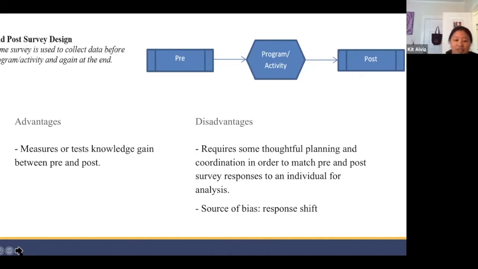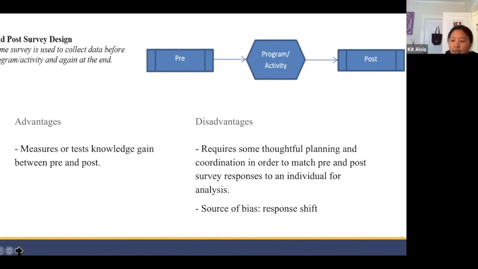We always have packed agendas, right? So you have to really think about the cost of time that you might be missing out on. And then the source of bias here to be mindful of is response shift. So sometimes, for example, if you ask a pre question, they might think they know the answer to something, but after the training, they realize just how much they don't know about the topic, and they might actually rate themselves lower on something. So this is more for self-reported knowledge gain or behavior change questions, but it's something to be mindful of.